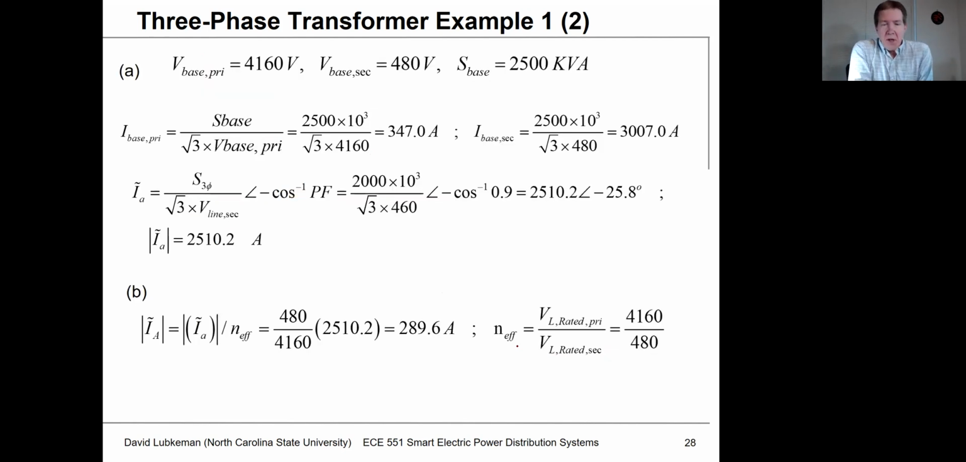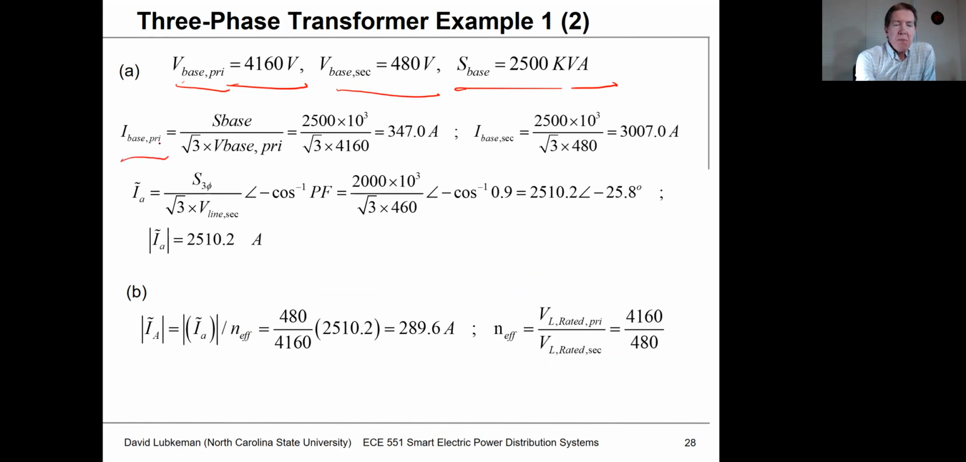So for working this through, we're going to go ahead and calculate some base values, which we're going to use later on. I'm going to have a primary voltage of 4160 for rated. All right, so that's going to be my base on the high side. 480 volts is the rating on the secondary side, so that's my base there. And then I'm going to use for my S base the rating of the transformer, 2500 kVA.